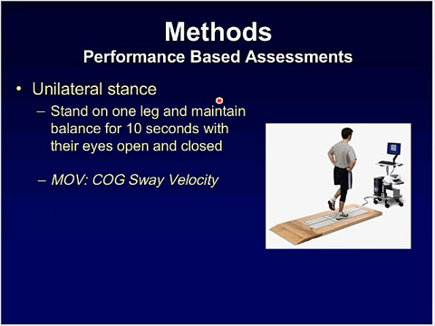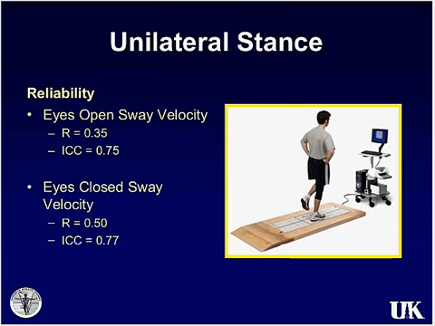Unilateral stance is exactly what it says. The patient would stand on a single limb, typically a 10-second test with the eyes open and eyes closed, and the variable of interest is center of gravity sway velocity. The reliability has been reported to be, I would say, moderate to good. The reliability from the NeuroCom systems manual is 0.35 to 0.50, and some of our own reliability is in the 0.7s, indicating that it's a relatively reliable test, both with eyes open and eyes closed.